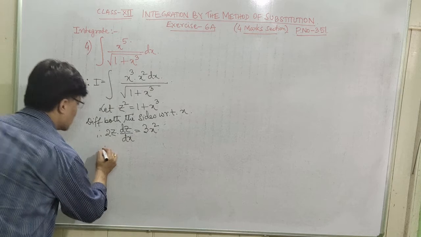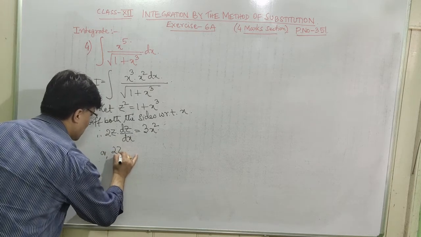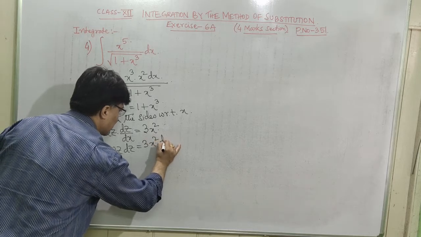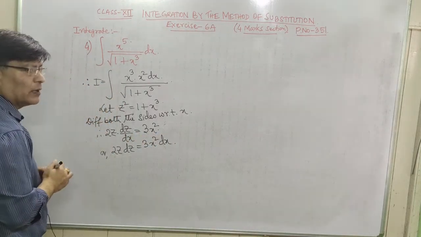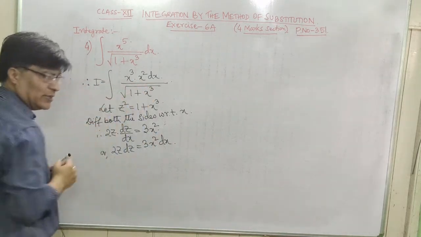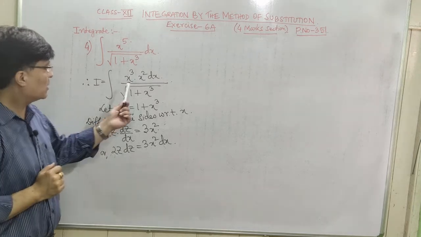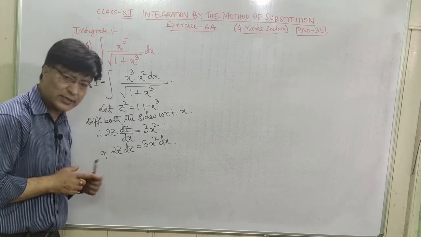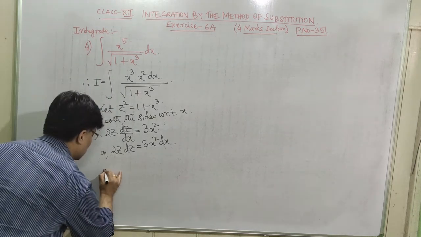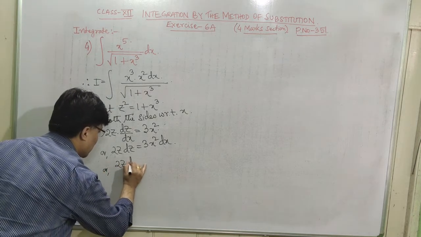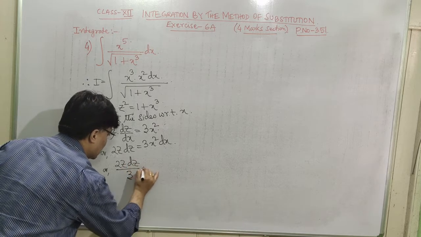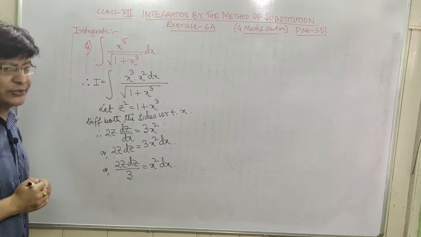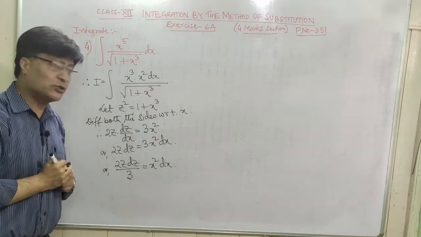Now let us do the cross multiplication. So 2z dz is equal to 3x square dx, but here we have only x square dx, isn't it? So let us take this 3 to the left hand side. So it goes to the denominator. So 2z dz divided by 3 is equal to x square dx. So I think you have understood it.